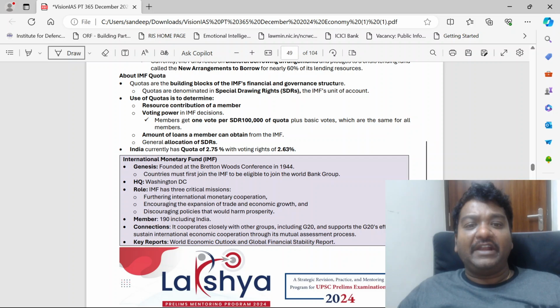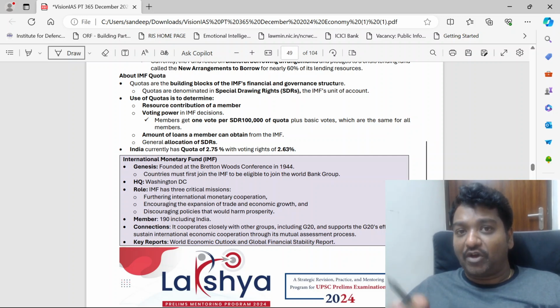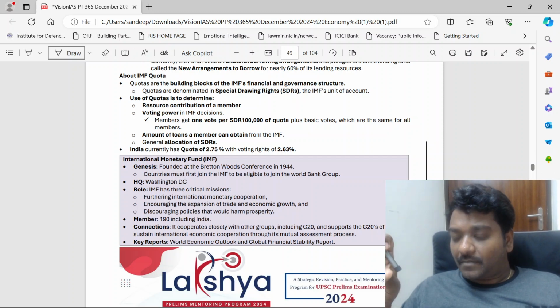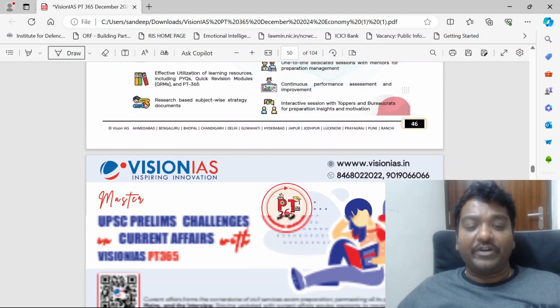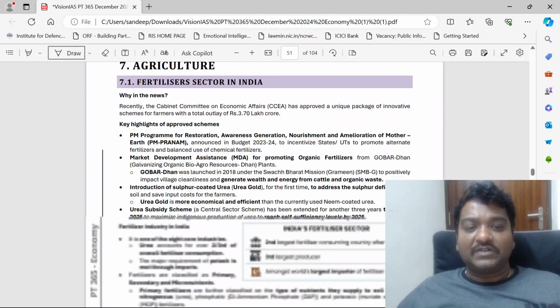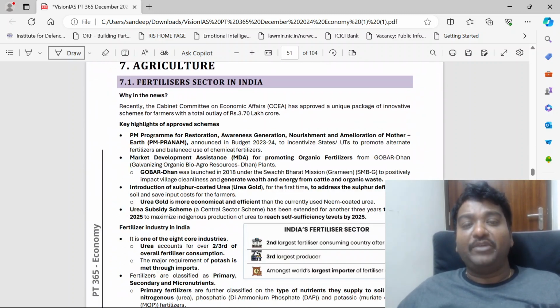Quotas are denominated in SDRs. Please understand, guys. India, one of the main currency units is SDR. When we talk about keeping all the money, it is SDRs in which we keep forex reserves. Okay, that is also part of this. Very important, guys. Please focus for a while.